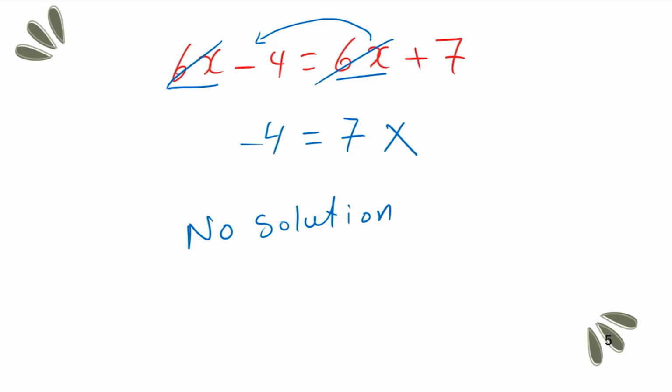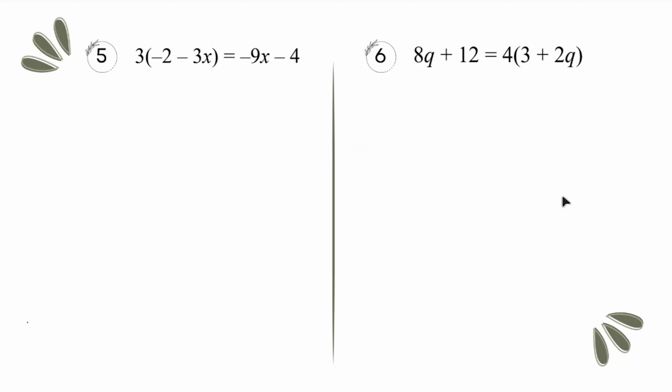Okay, let's solve some questions about this. Question 5. We have 3 multiplying -2 minus 3x equals -9x minus 4. First, like we said, if we have brackets, you should remove the bracket by distribution. 3 times -2 will be -6, and 3 times -3x will be -9x, equals -9x minus 4.